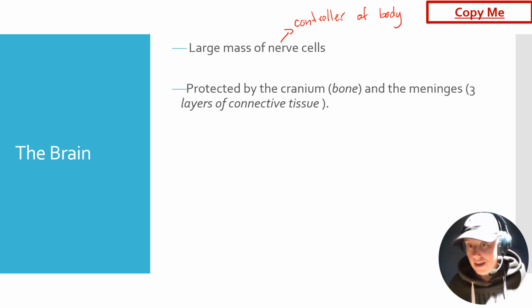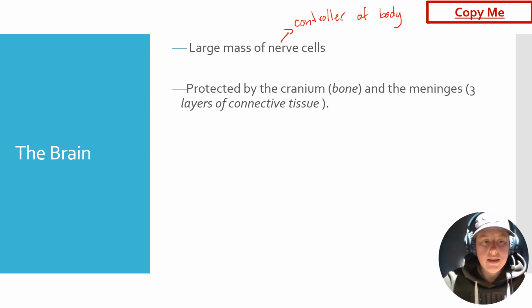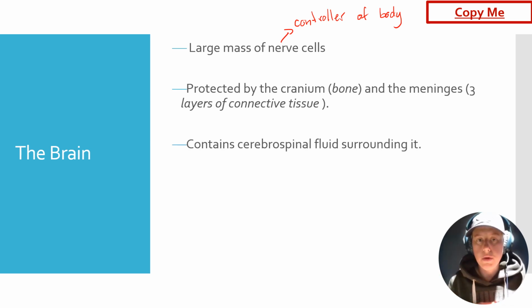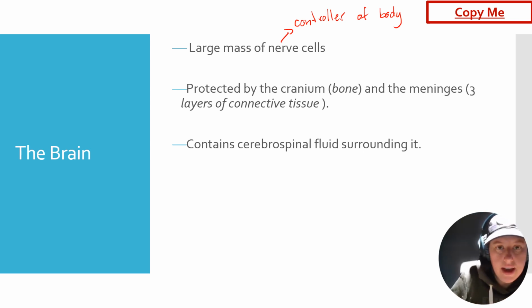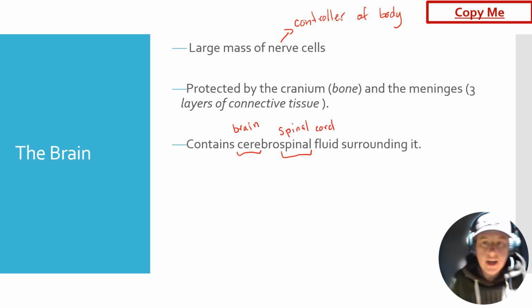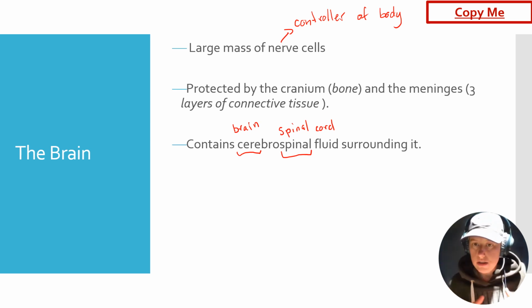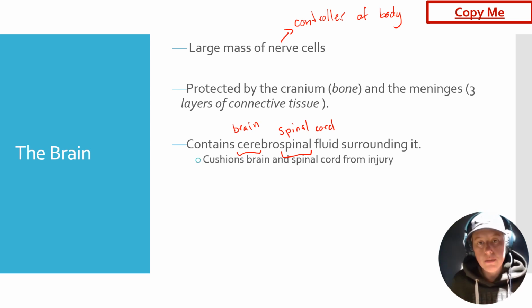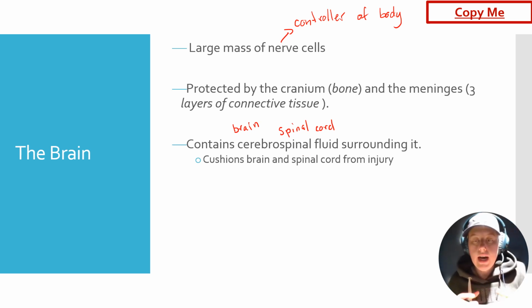The next thing that you have surrounding the brain is, as I've mentioned a couple of times, cerebrospinal fluid. Cerebrospinal fluid, as the name suggests, is found in both the brain and your spinal cord. And it pretty much has two functions. One, it acts as a cushion, so it basically protects the brain and the spinal cord from injury. Liquids are very good at absorbing shock. So that's the first function.